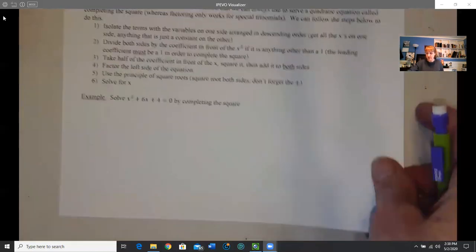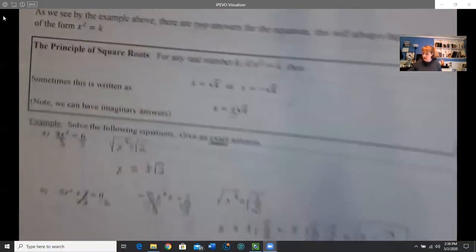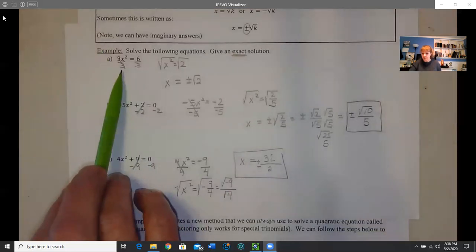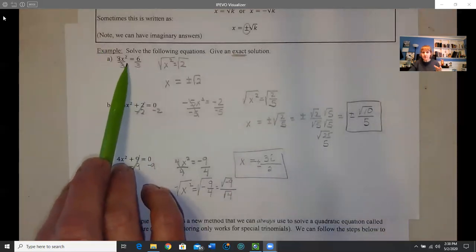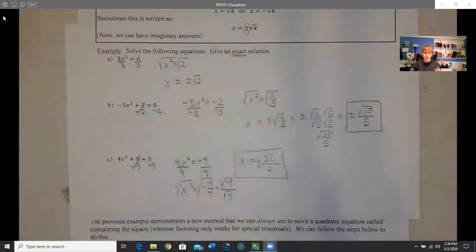Let's expand it a little bit. We're getting closer and closer to all the skills you'll need to complete the square, in case you have an x to the first term. I also want to caution you that in order to use this principle of square roots, notice there's no x to the first in any of these. It's just an x squared.